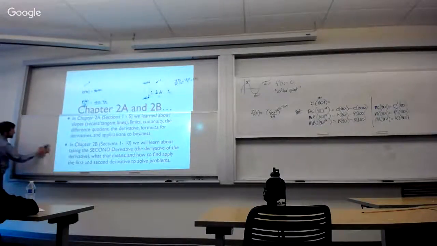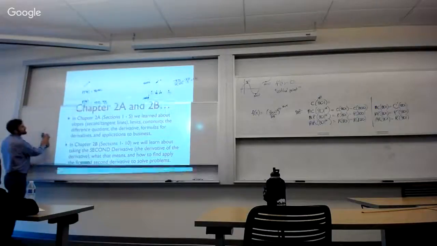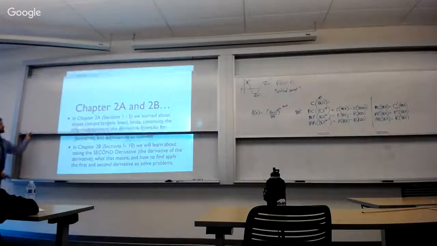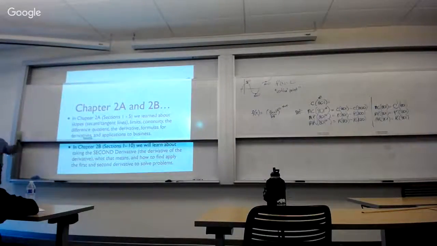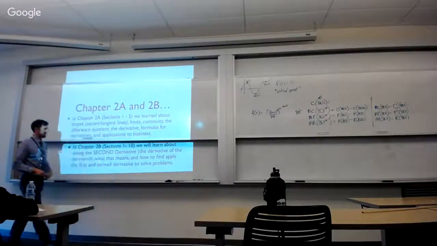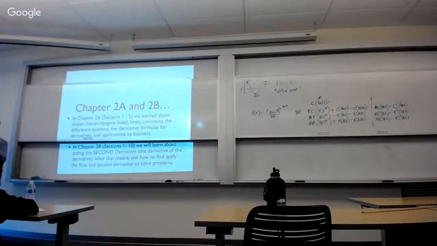So let's just talk about some differences between what we'll see in chapter 2a versus chapter 2b. So in chapter 2a, we did slope of secant and tangent, we did limits, we did continuity, the difference quotient, the derivative and formulas for derivatives, and then applications of business. So those are all the things we looked at so far. In chapter 2b, sections 5 through 10, we'll learn about taking the second derivative, the derivative of the derivative, what that means, and how to find and apply the first and second derivative to solve problems.